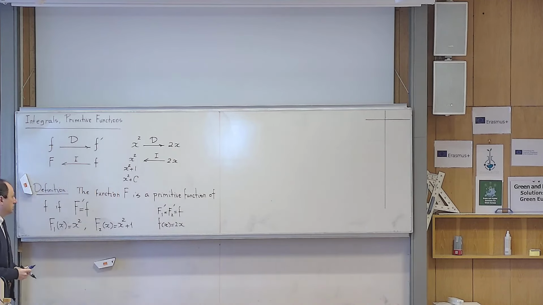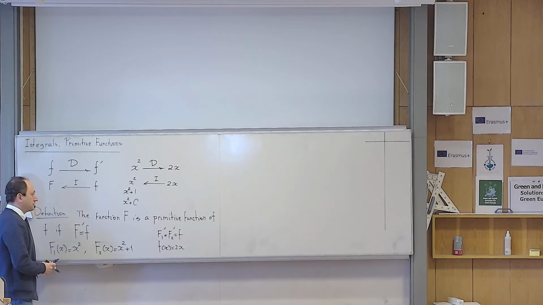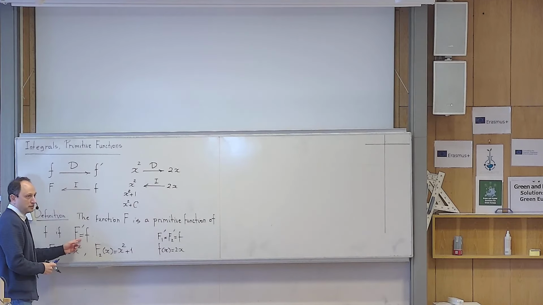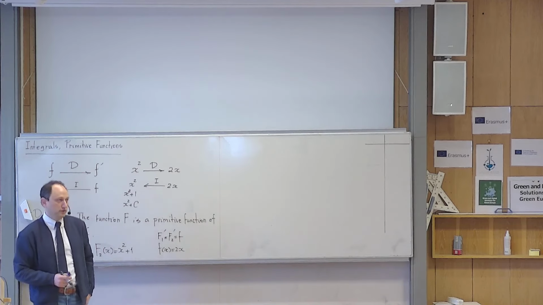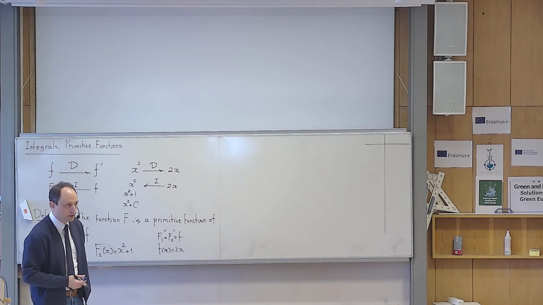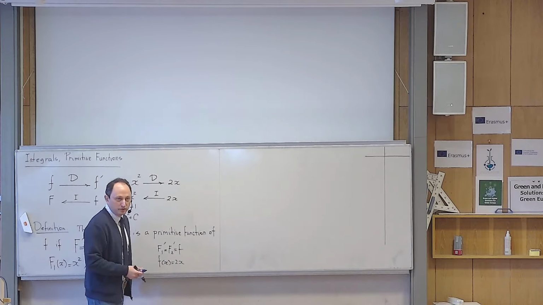Okay? Is that clear? Okay, so when I ask you to find a primitive function for a given function, what do I mean by that? I mean, give me a function whose derivative is equal to the function I gave you. That's it. Okay, and then of course we have to do the same thing we did for derivatives.